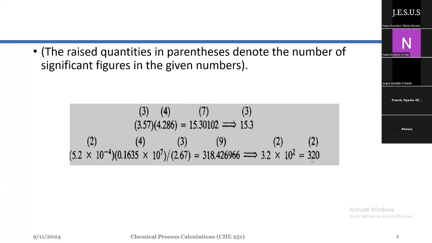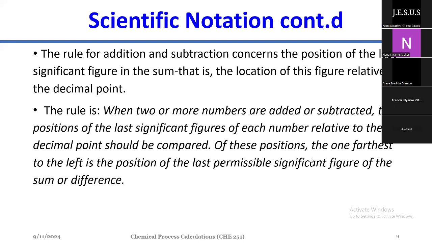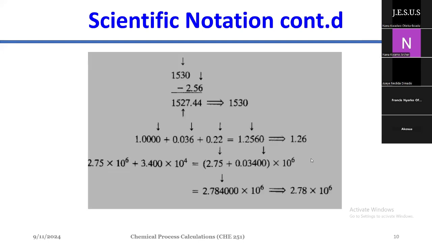So for addition and subtraction, unlike division and multiplication, you leave your answer to the last permissible significant figure of the sum or difference. So when you have two numbers, look at the position of the last significant figure. With this one, because there is no decimal point, this has three significant figures. The last significant figure, this one also has 3, which is the 6. It's farthest on the left. And when you compare that one, the third one here, and this one is the third one here, that means you have to leave your answer to three significant figures.